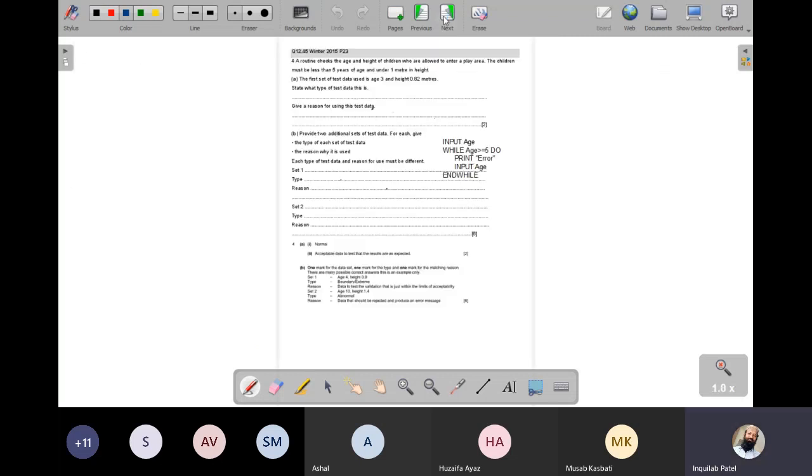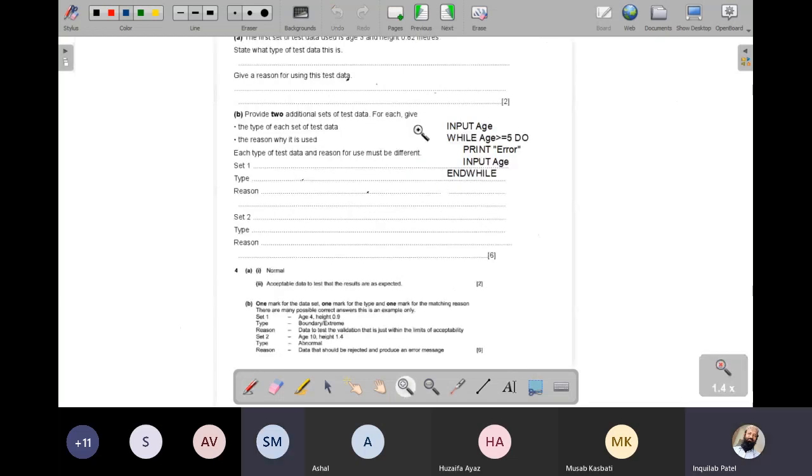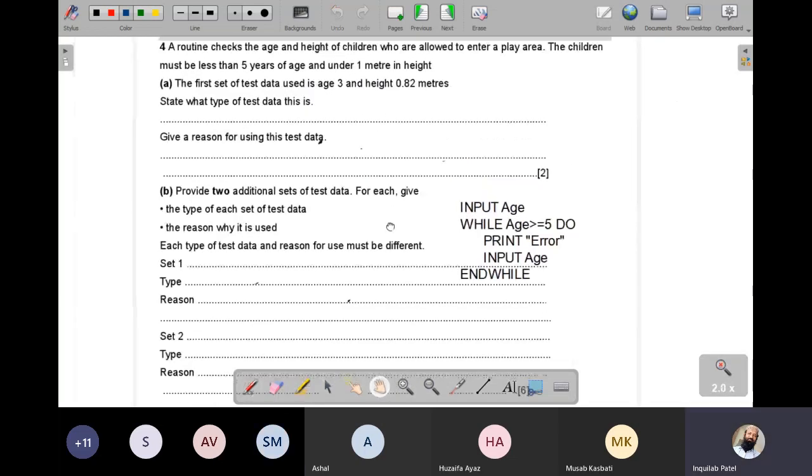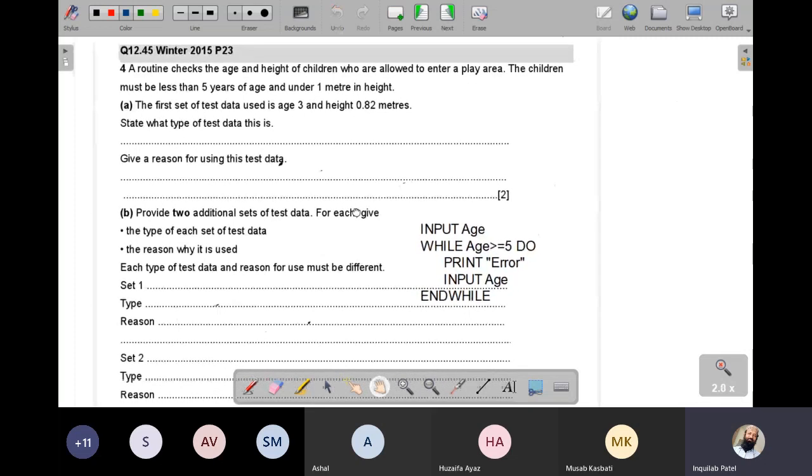Now Mohad, it is your turn. Read the question. A routine checks the age and height of children who are allowed to enter a play area. The children must be less than 5 years of age and under 1 meter in height. The first set of test data used is age 3 and height 0.82 meters. State what type of test data this is.